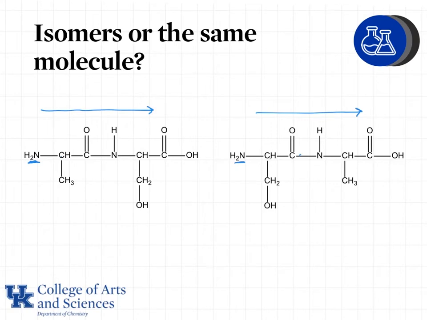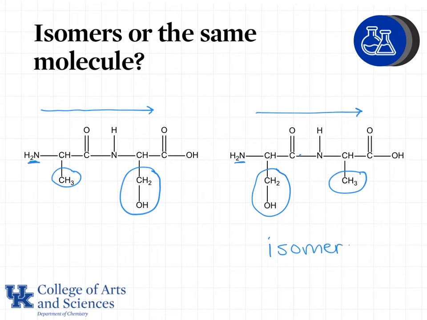The first amino acid in the left molecule has CH3 as the first side chain. The second side chain is CH2OH. In my other molecule, it's CH2OH and CH3. These are considered isomers because they are not bonded in the same order. So as long as I start both comparisons from the N terminus and then see what order the side chains are in, if they are in a different order but the same side chains, then these are isomers.